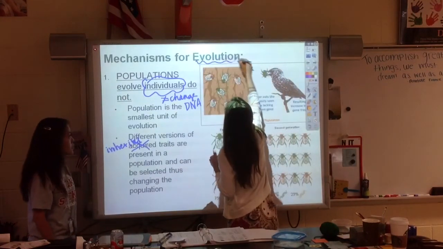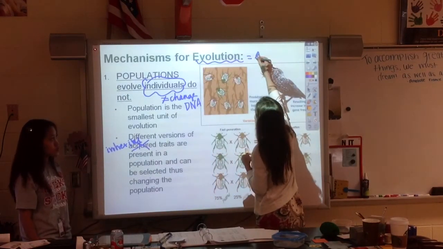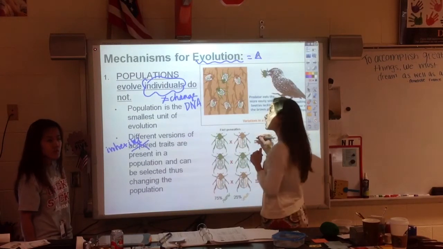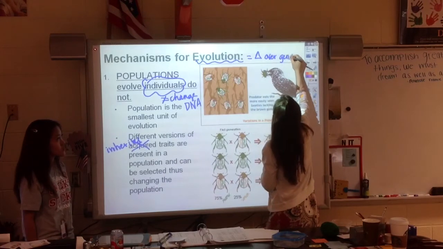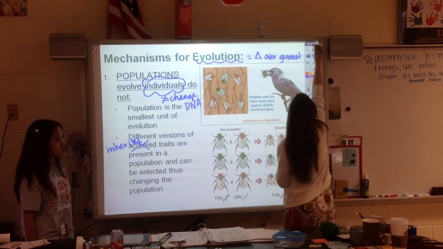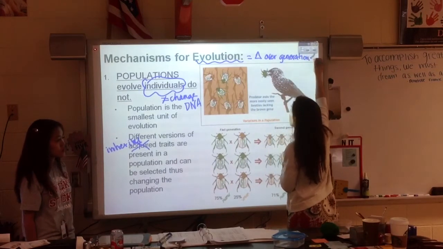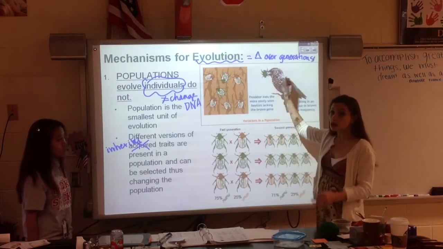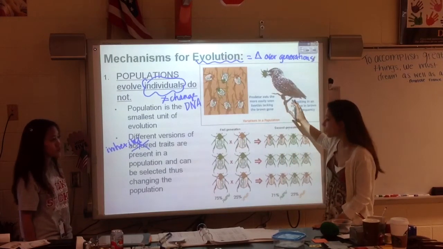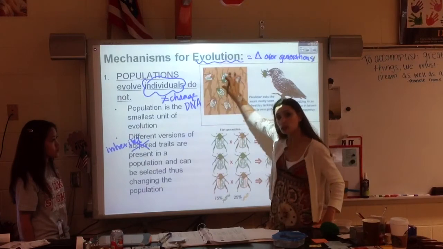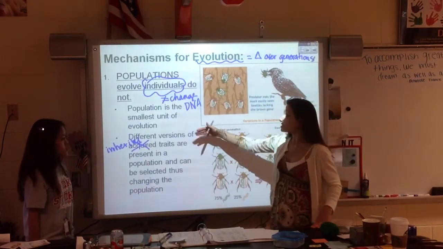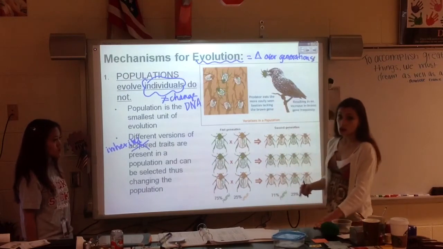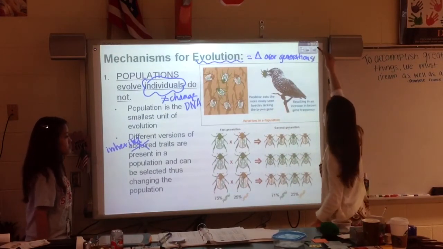Because evolution, remember, is change, and you can write the triangle for delta. Delta equals change over generations. And that means that all has to do with what you pass on. So if evolution is going to occur, it's going to occur in a whole population, not in a single individual. And that's because different versions are passed on as organisms reproduce.